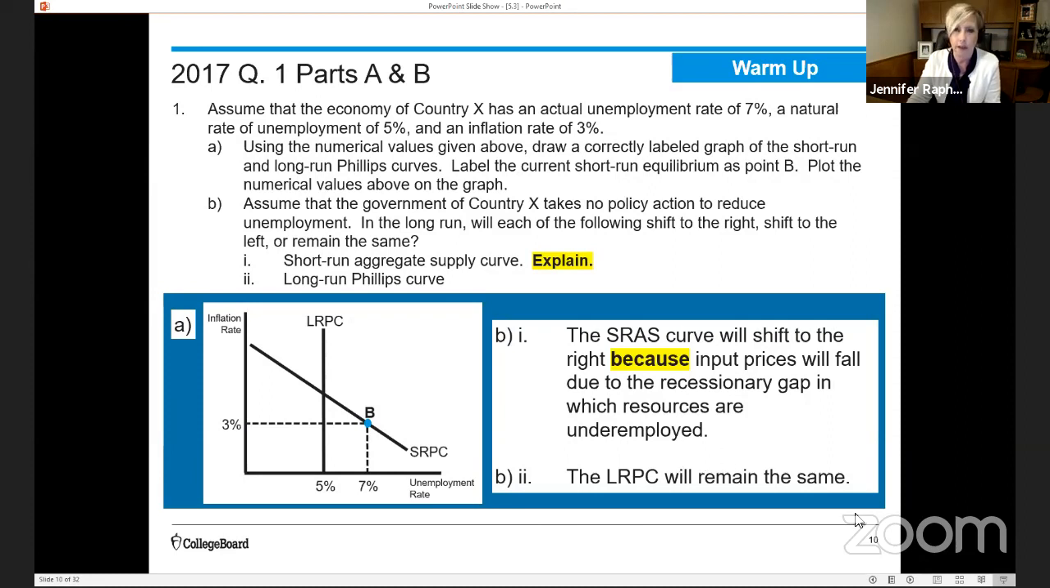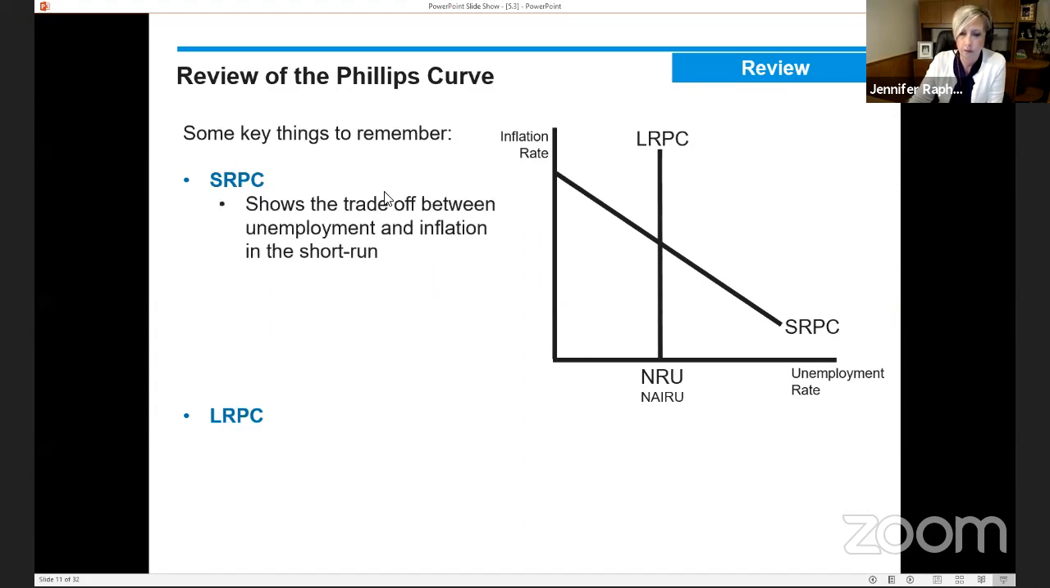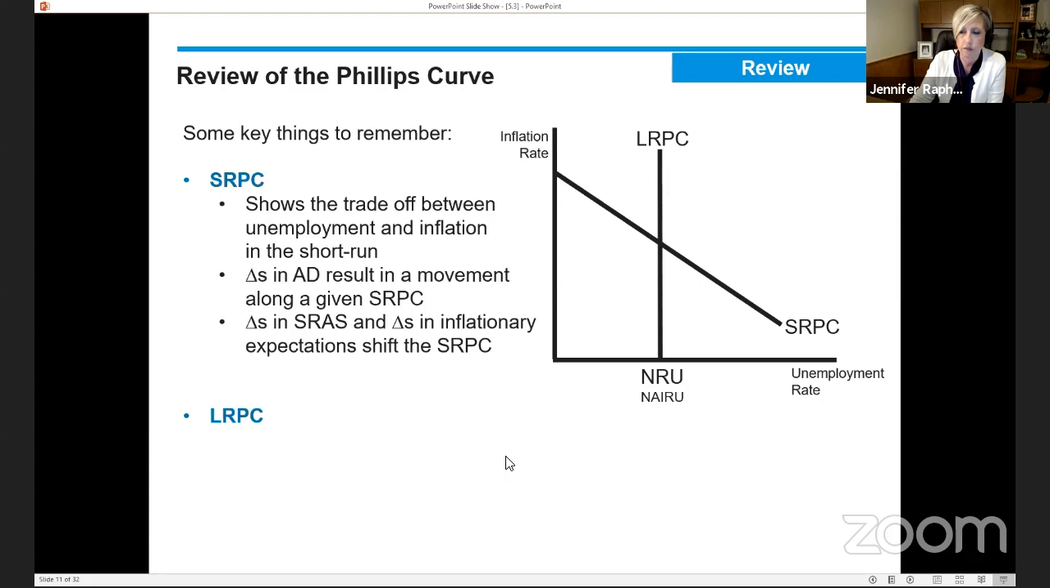You already know the mechanisms of monetary policy. You already know what inflation is. Now we're going to extend these two ideas. So before we do that, we just want to remember a few key things about this Phillips curve, right? The short run Phillips curve shows the trade-off between unemployment and inflation in the short run. Changes in aggregate demand result in a movement along a given short-run Phillips curve. Changes in short-run aggregate supply and changes in inflationary expectations are going to shift the short-run Phillips curve.